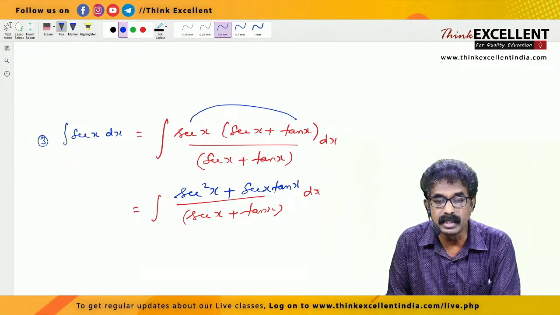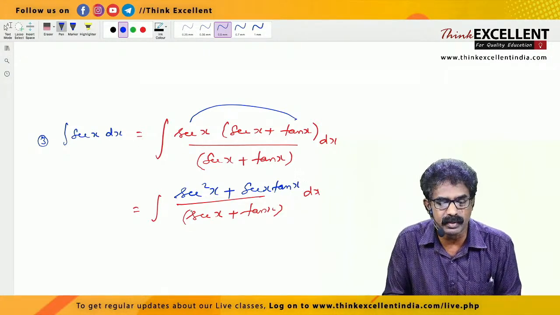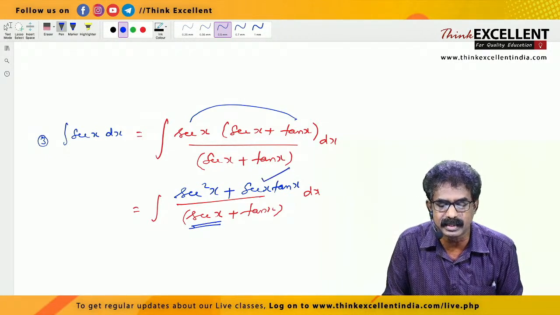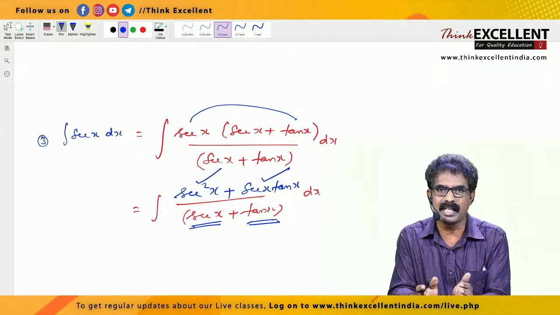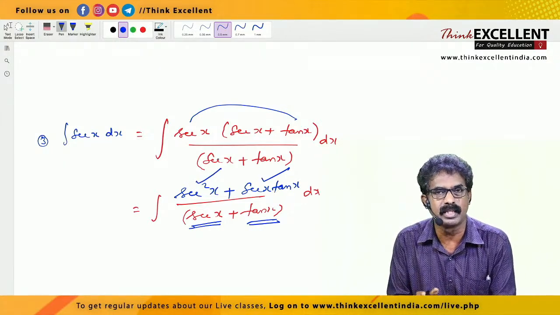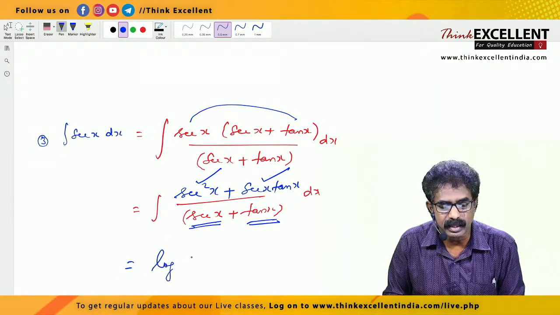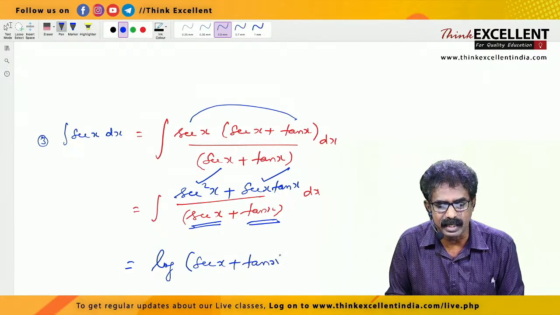Now see the denominator and what its derivative is. What's the denominator? Secant x plus tan x. Secant x derivative is secant x tan x. Tan x derivative is secant square x. So exactly the denominator's derivative is in the numerator. So your answer is log of the denominator, which is secant x plus tan x, plus c.